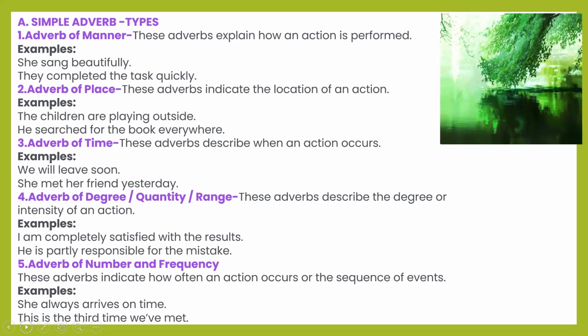So the fifth one is adverbs of number and frequency. It indicates how often an action occurs or the sequence of events. Examples: he always arrives on time. So always is an adverb of frequency. This is the third time we have met. So third is an adverb of number.